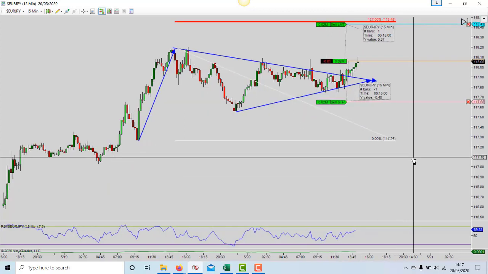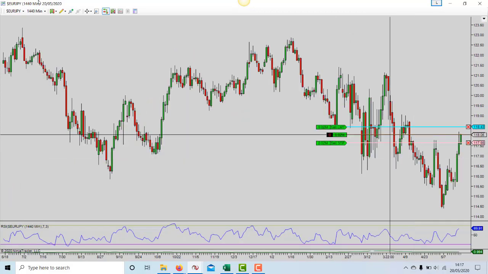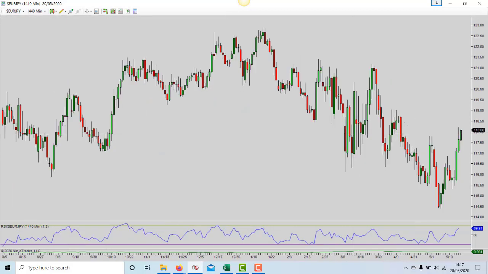Now I've only got just shy of a 1-to-1 reward to risk, just a little bit less, but this is a high probability trade with excellent stop placement, so I'm going to talk through why I've taken the trade. To do that we must do our higher time frame analysis.